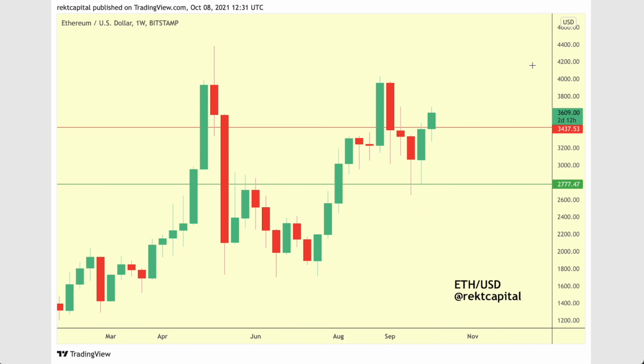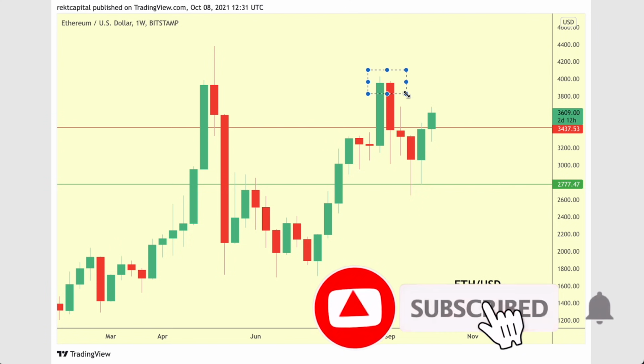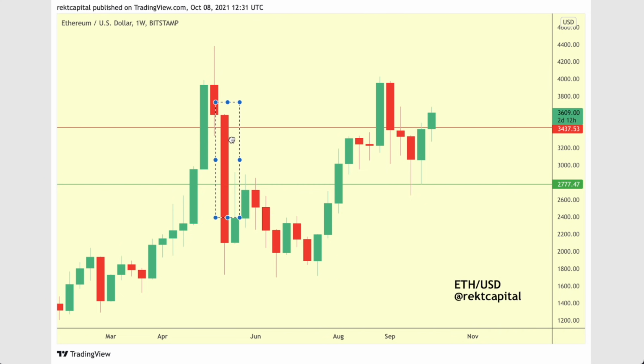So that's a psychological level of resistance. But since we've broken down from 4K a few months back, we saw a very sharp correction. When we broke to 4K again, we rejected, but this time much less, right? This was a much sharper correction, and then a more shallower correction.